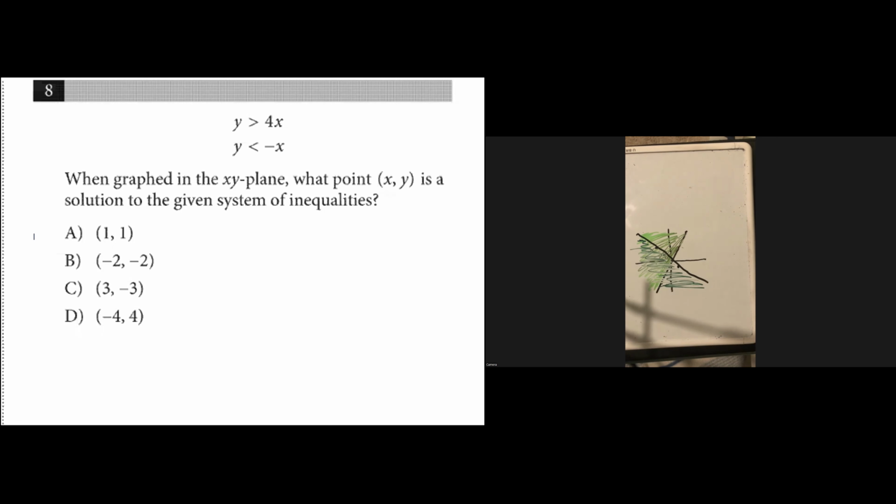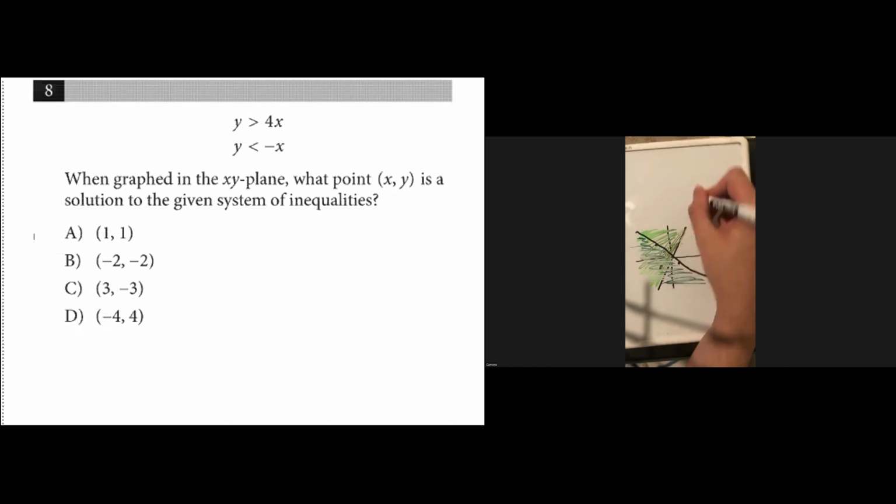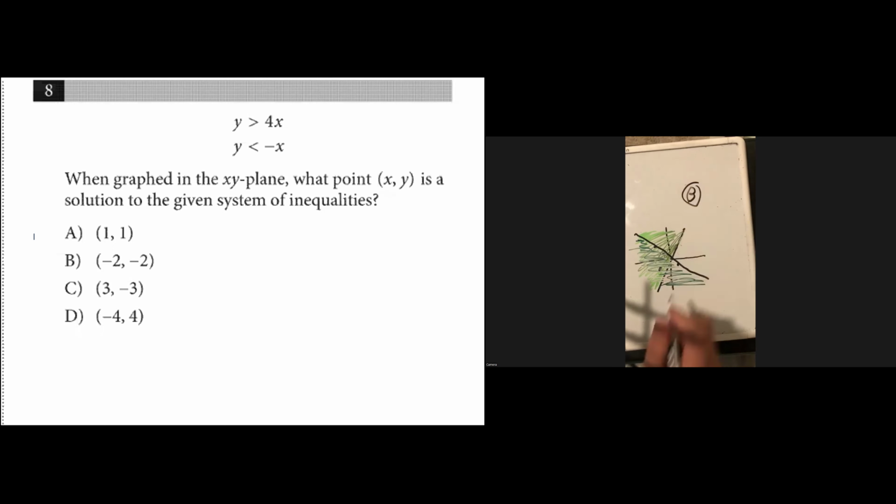It's basically asking us, where do these two intersect? Which one of these points is inside the intersection? And so if we go to 1, 1, it is not. So this would not be inside it. So it can't be answer choice A. For answer choice B, -2, -2 is inside of it. So the correct answer is B. But let's check the others.